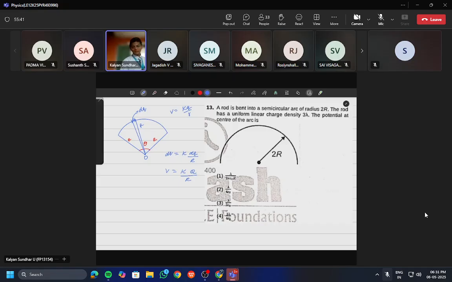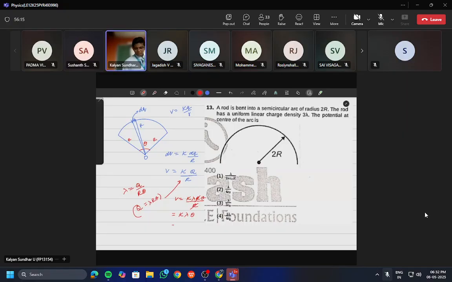Correct? But we have to write in terms of the linear charge density. Lambda is given. So what is lambda? Lambda will be equal to total charge per unit length. Unit length is nothing but your arc length. Arc length will be how much? R into theta. So q will be equal to lambda r into theta. If you substitute here, what will you get? V will be equal to k, instead of q, lambda r theta by r. R and r get cancelled, so it will be k lambda theta.